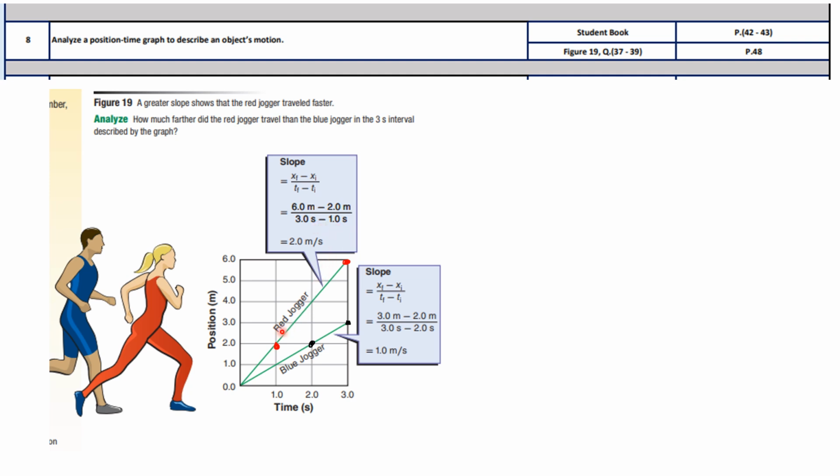So the red jogger is faster, at 2 meter per second. What about the other player? Also we pick 2 points. You can pick whatever you like on the line. So x final minus x initial over t final minus t initial. x final, which is in this case the position, is 3, minus the second point, which is 2, over t final, which is 3 seconds, minus 2 seconds. And the answer is 1 meter per second. So it's a position-time graph where the position, or the distance, or the displacement in this case, is on the y-axis.